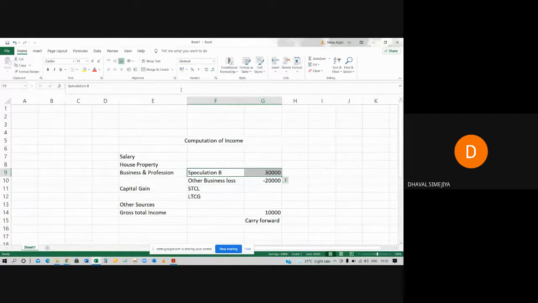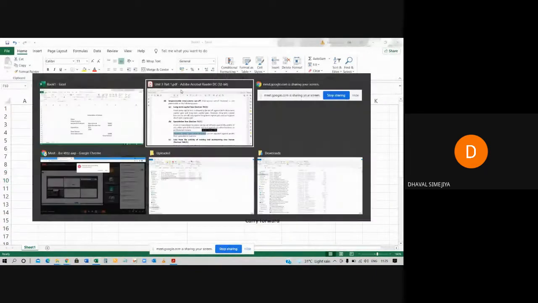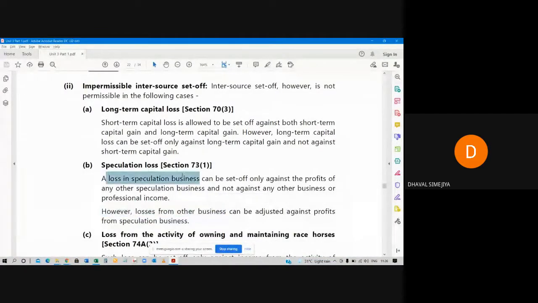It means speculation loss can be carried forward or set off from speculation business only, but other business loss can be set off from any business, whether a regular business or another speculation business. But if I am doing speculation business and other business and I am facing speculation business loss, then it can't be set off. I think it will be clear. A loss in speculation business can be set off from speculation profit only, but loss in other business can be set off from any business, either regular business or speculation business.